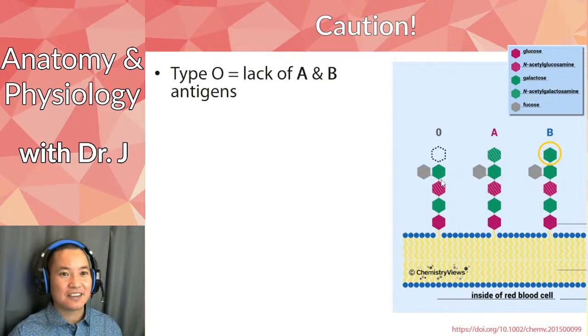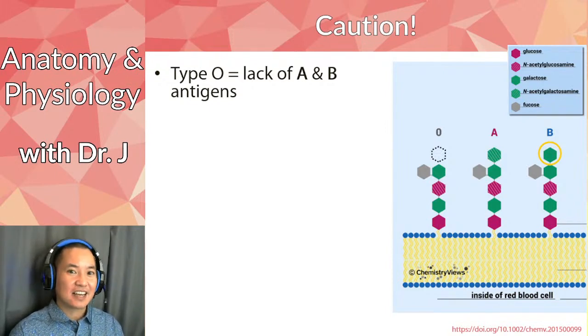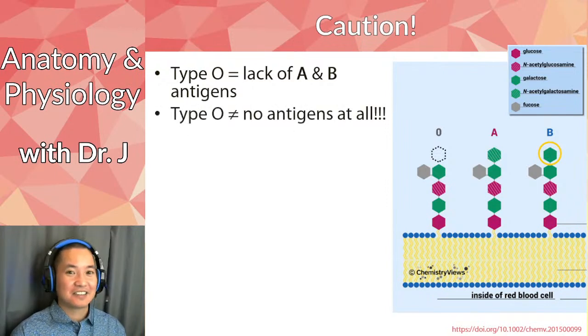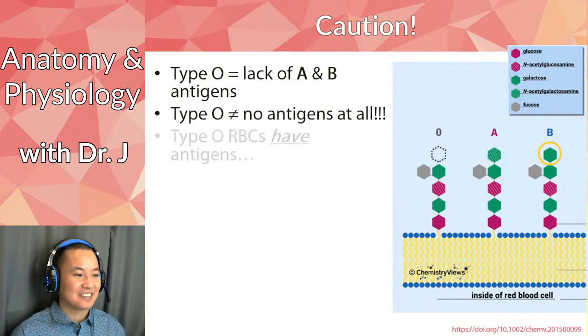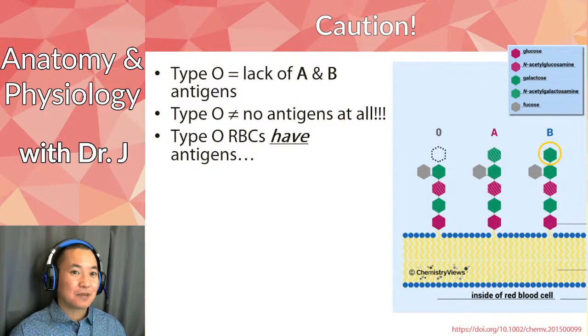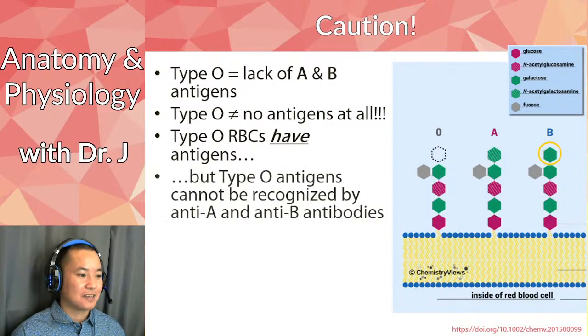So again, this is what I'm trying to really drive home. Type O just means a lack of A and a lack of B antigens. It does not mean that your red blood cells have no antigens at all. So type O red blood cells do have this antigen, it's just not A and it's just not B.